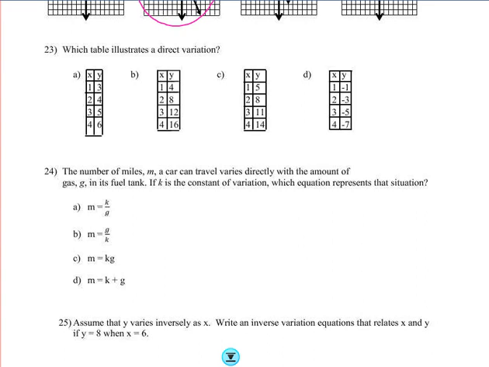Which of these tables is a direct variation? A direct variation, the k value is y over x. So y divided by x has to be the same every time. Let's look at A. 3 over 1 is 3, 4 over 2 is 2. I instantly know that that's wrong. B, 4 over 1 is 4, 8 over 2 is 4, 12 over 3 is 4, 16 over 4, so B works. I'm going to continue checking just to make sure. 5 over 1 is 5, so that's not right. And D, negative 1 over 1 is negative 1, so that's not right.